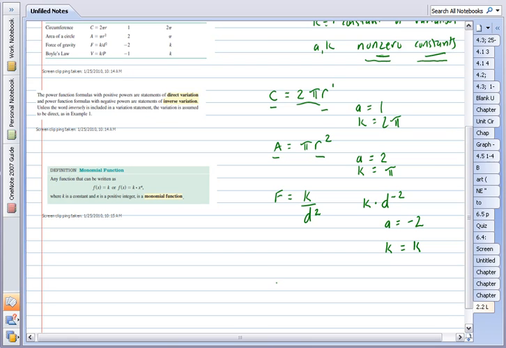Another is Boyle's law. Volume of a gas is inversely proportional to the pressure placed on that gas. This can be rewritten as k times p to the negative 1. So the a value here is negative 1, and k is just left as k.